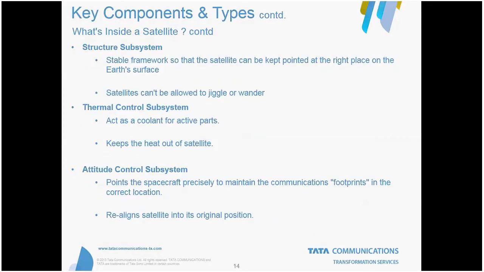Next, structure subsystem. So this subsystem makes sure that the satellite is always kept pointed at the right place and they are not allowed to jiggle or wander. It is this subsystem which tells the propulsion subsystem to trigger the motors. Thermal control subsystem. This is responsible to keep the satellite cool always and make sure the heat is dissipated out of the satellite. And the final one, attitude control subsystem. So this makes sure that the satellite is always in its correct original position and antennas are always pointed towards the base station.